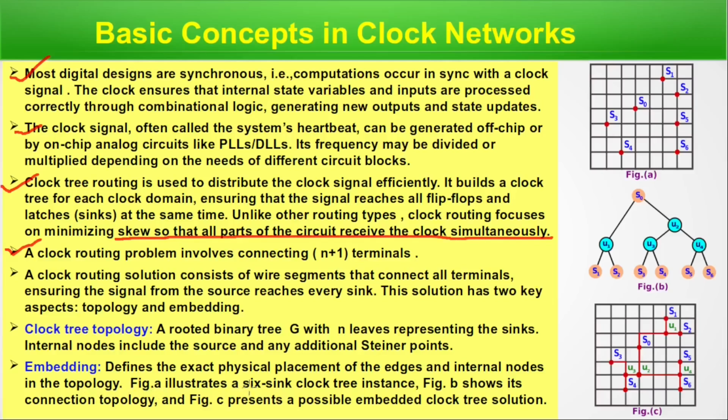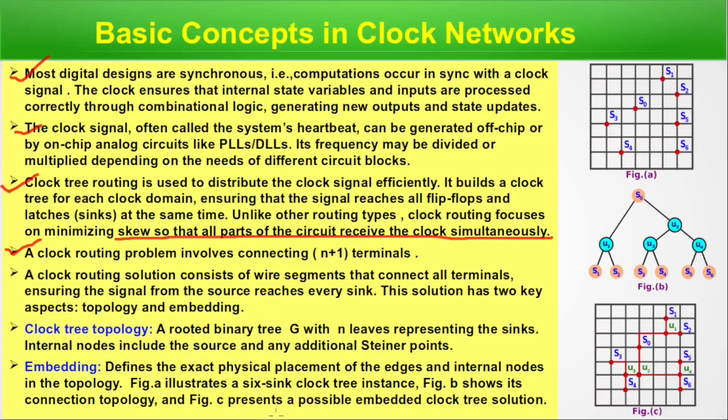Figure A illustrates a 6-sink clock tree instance. There are 6 sinks, and figure B shows its connection topology. The connection topology is a rooted binary tree with n leaves: S1, S2, S3, S4. There are n sinks, so n leaves. This is the clock tree topology.